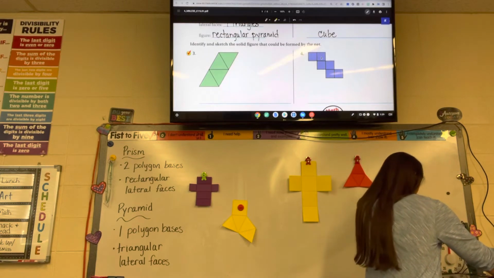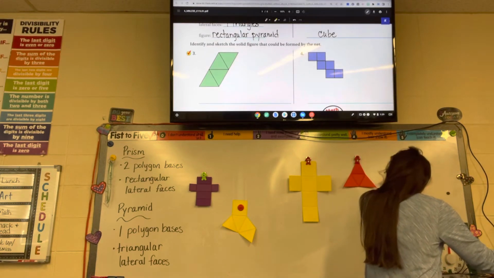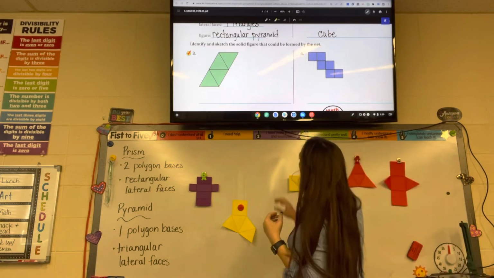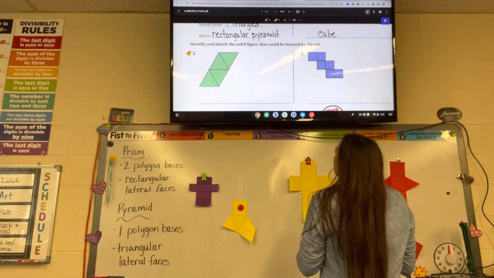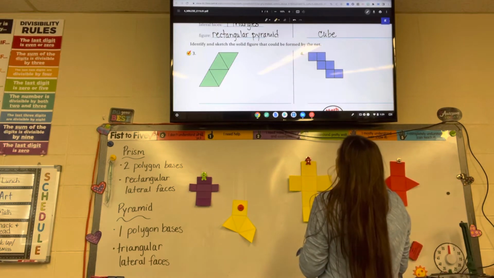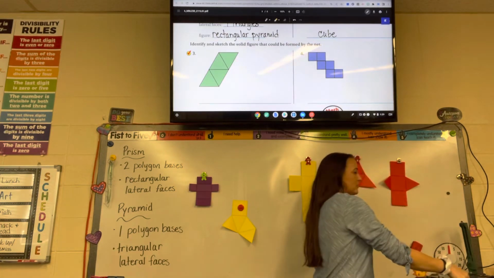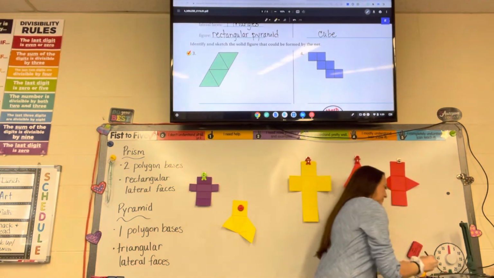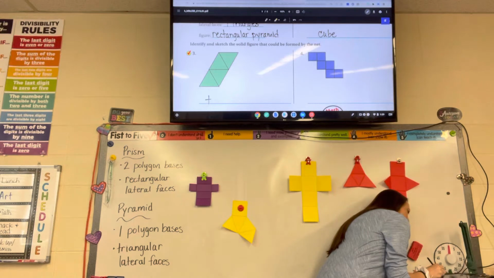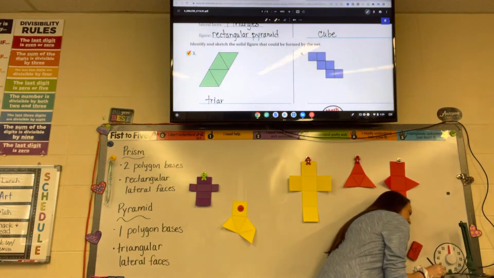Identify and sketch the solid figure that could be formed by the net. So what figure could be formed by this net? A pyramid, and it would be what base? Triangular pyramid.